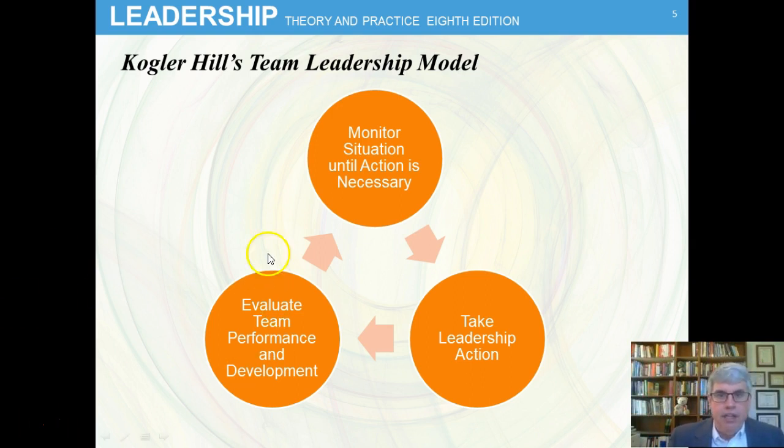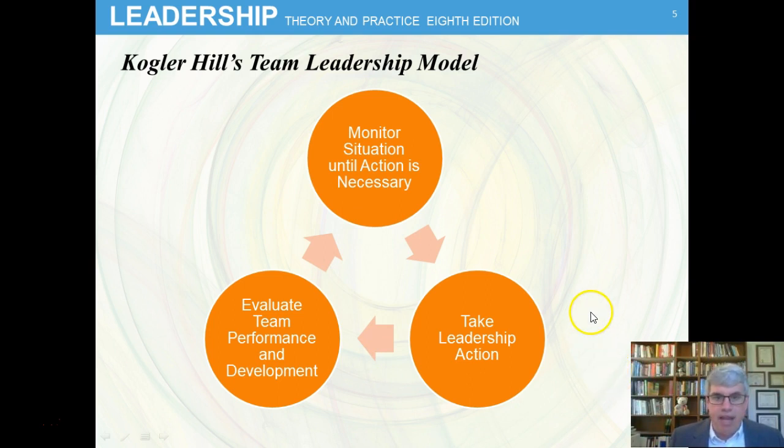So normally, someone providing leadership to the team, whether it's the team leader or a regular team member, basically monitors the situation until action is necessary. That means you don't need to continually be providing leadership in a team. You just need to watch the situation and find out, ooh, leadership needs to come into play here so that the team can function better.